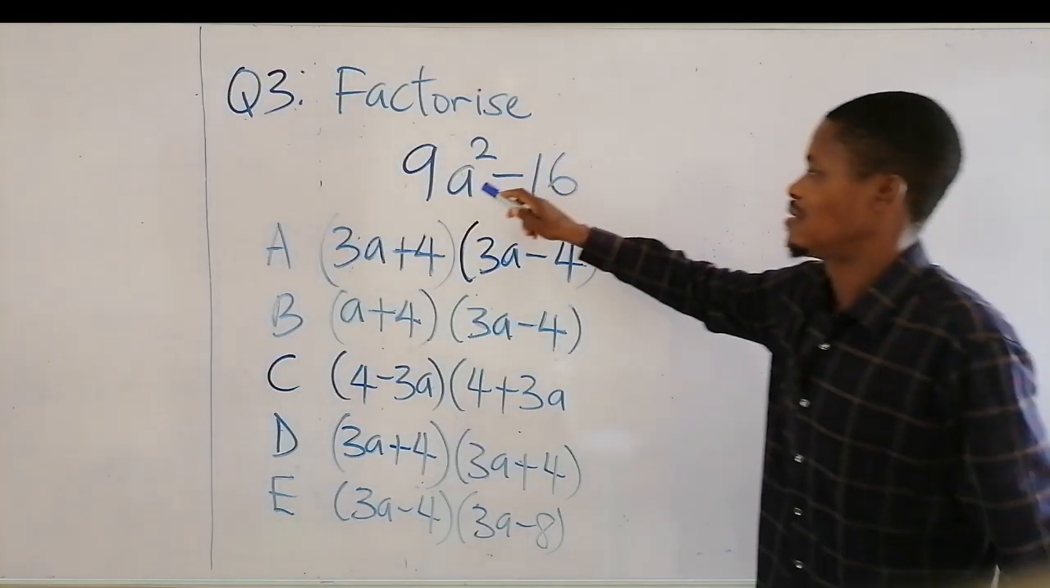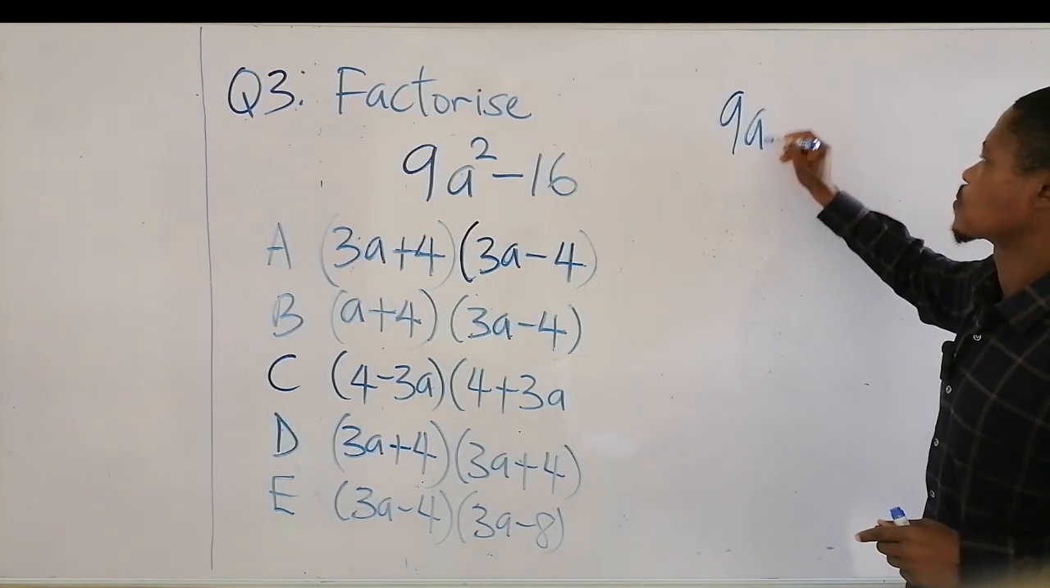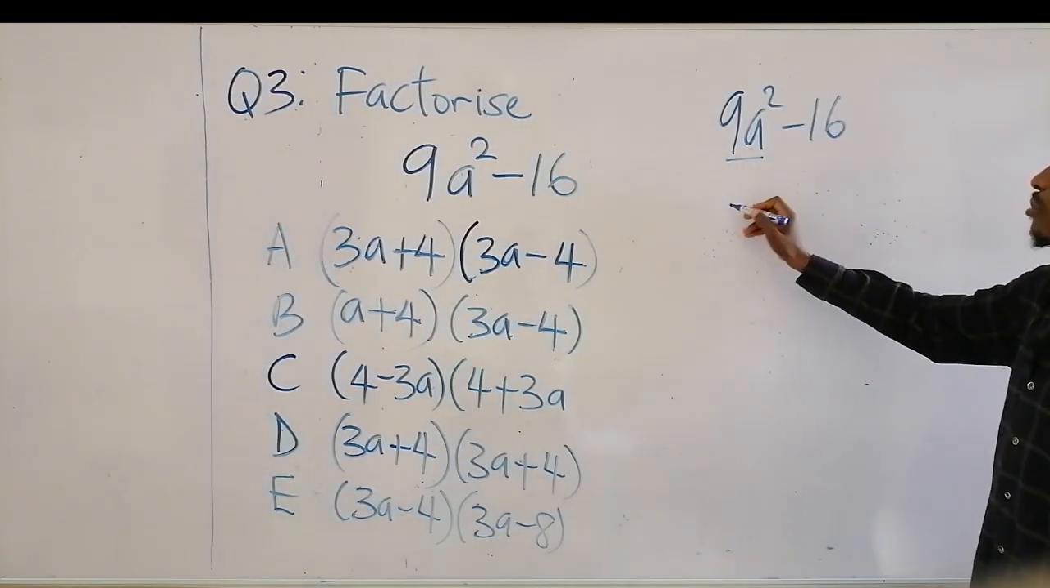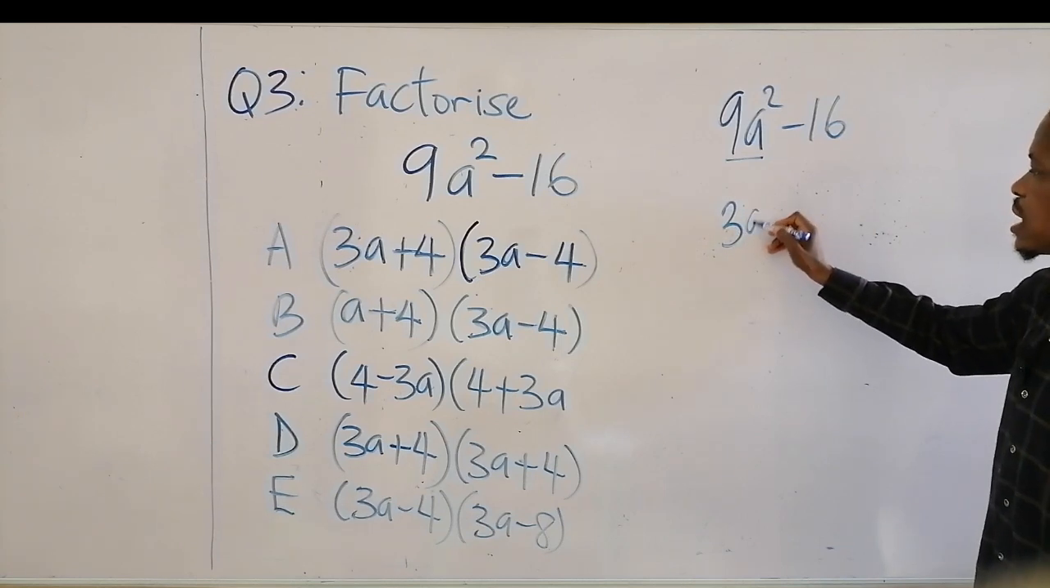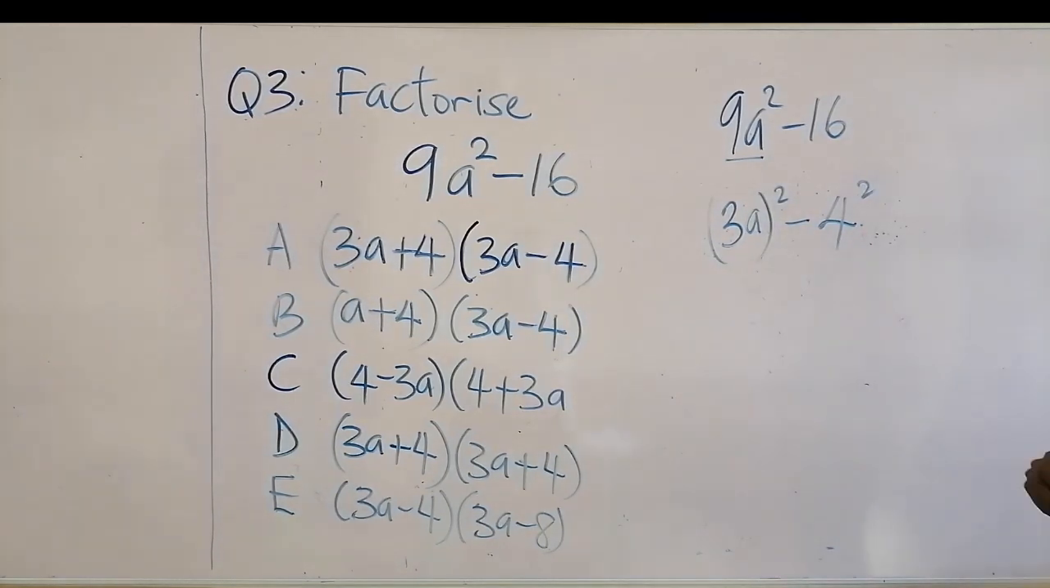Question: factorize 9a squared minus 16. If you look at this question, you realize that this is a multiple which can be written as (3a) all squared minus 4 squared. Okay? And I'm going to take us back to memory lane.